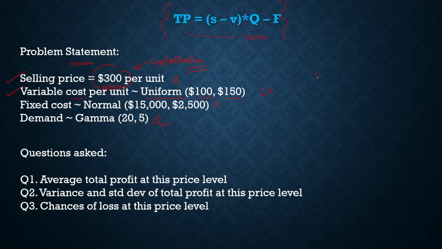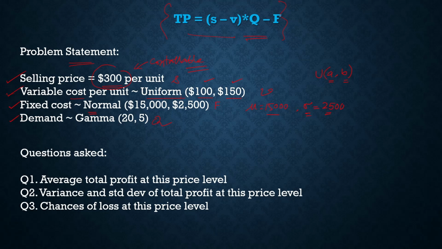You know that any uniform distribution is defined by two extreme parameters, that is the lower bound and the upper bound. In this case, the lower bound is 100 and the upper bound is 150. Then the fixed cost follows a normal distribution having mean equal to 15,000 and sigma equal to 2,500. A normal distribution is defined by two parameters, one is the mean, another one is the standard deviation. In this case, the mean is $15,000 and the standard deviation is $2,500.